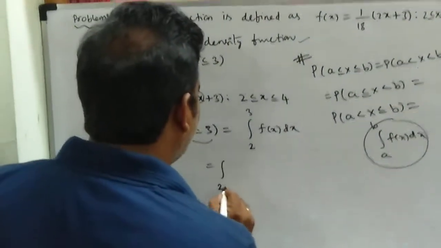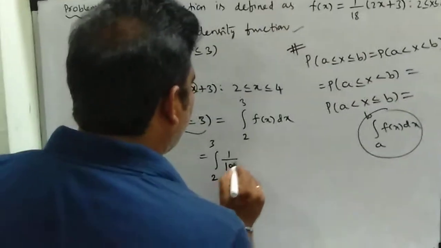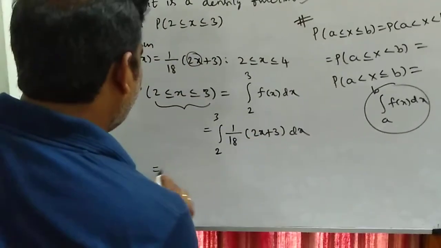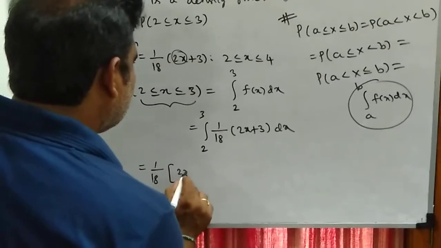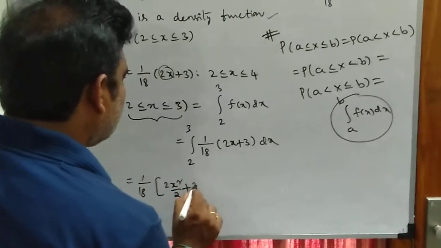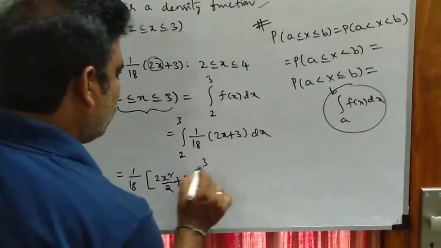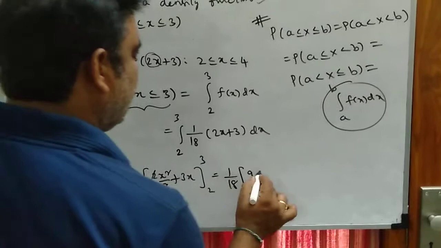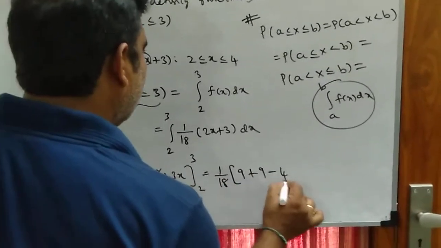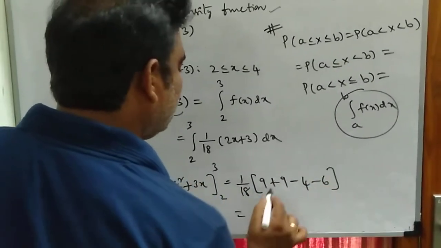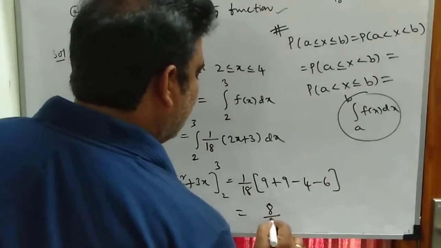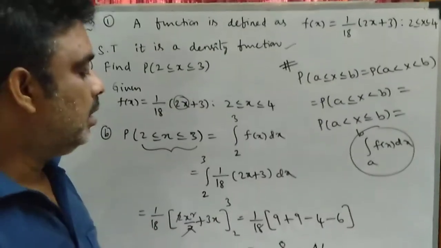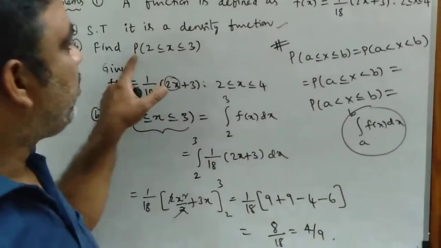So this is integral 2 to 3 of the function 1 by 18 into 2x plus 3 dx. So 1 by 18 into integration, 2x square by 2 plus 3x, between 2 and 3. So 1 by 18 into upper limit 3 square is 9, 3 threes are 9, minus 4 plus 6. That is 18 minus 10, that is 8 by 18, that is 4 by 9. So this is the probability of x in between 2 and 3.